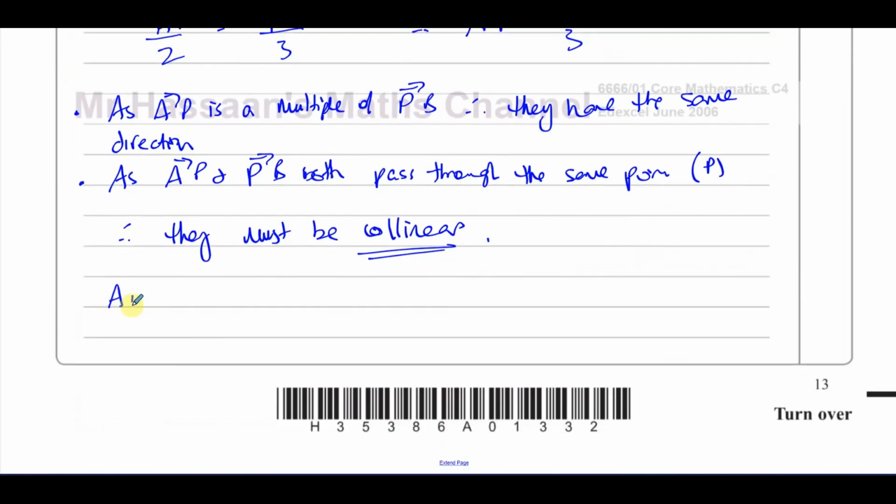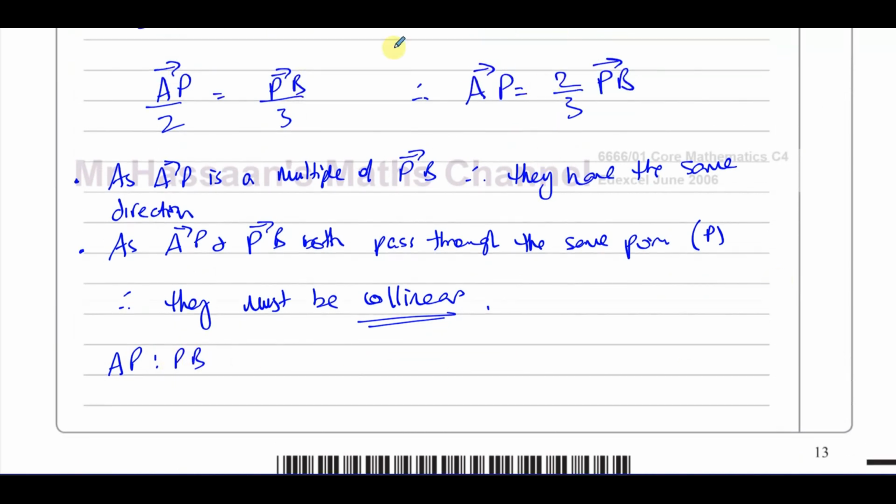A to P to P to B. Now we know that A to P is 2/3 of P to B. So let's think about this. A to P is 2/3 of P to B. If that's A and that's B, the length from A to P is 2/3 of the length of P to B. So it's going to be smaller than the length P to B. So that's P to B. This is 2/3 of that whole length. So we could say the whole length is 5.